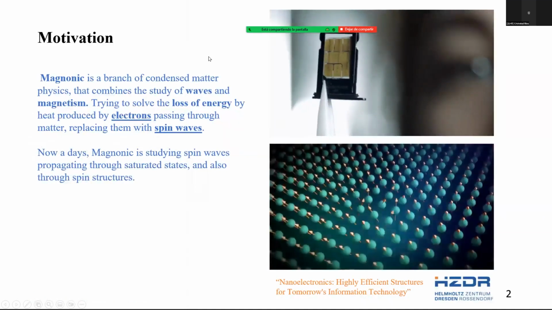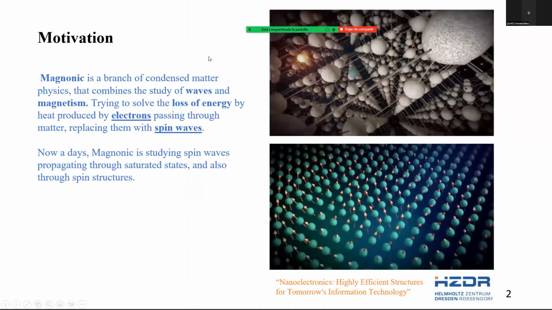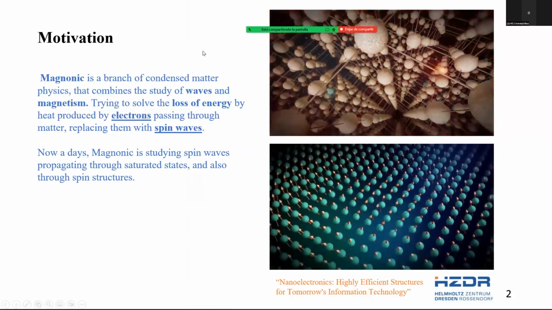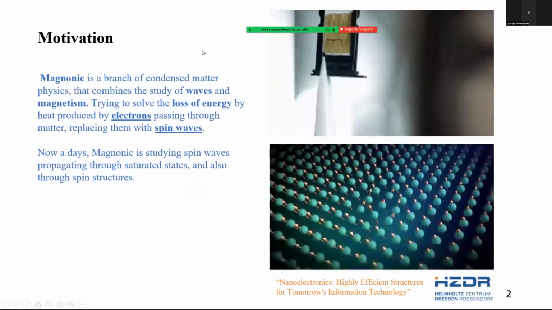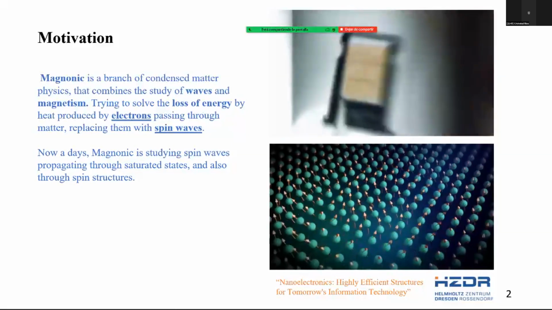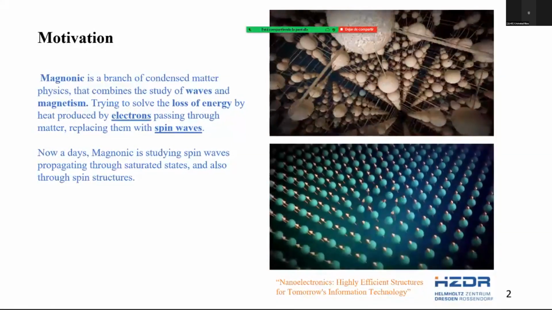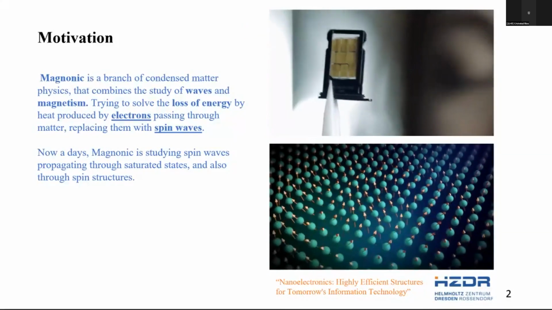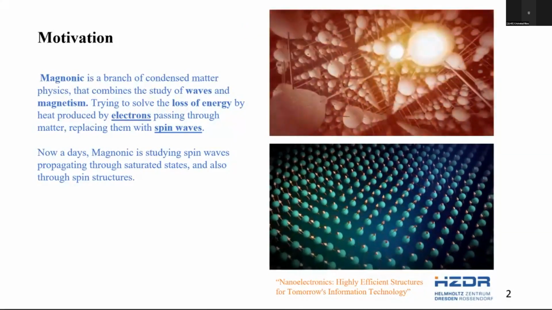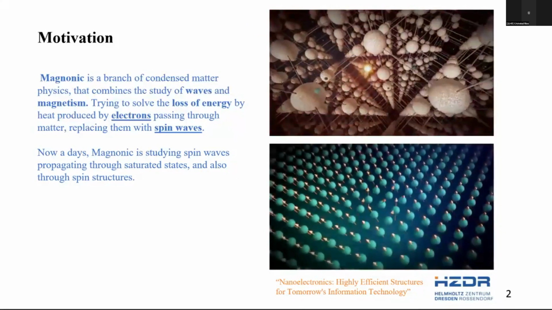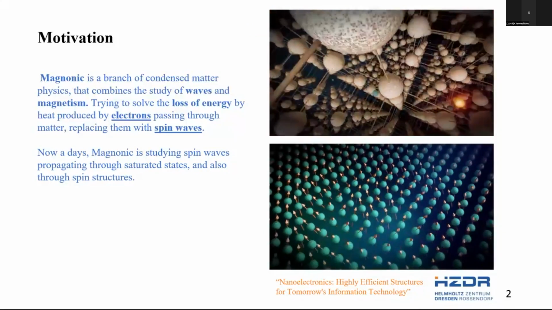So our motivation is that magnonics is a branch of condensed matter physics that combines the study of waves and magnetism, trying to solve the loss of energy by heat produced by electrons passing through the matter and replacing them with spin waves. Nowadays, magnonics is studying spin waves propagating through saturated states and also through spin structures.